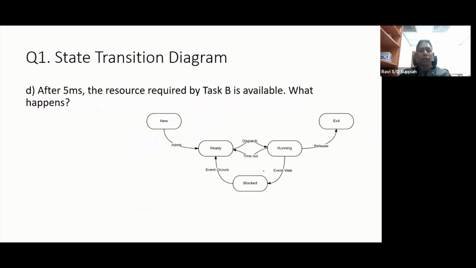Now, we have task B over here. Let's assume that there is no other task, and that task A is here. After 5 milliseconds, the resource required by task B is available. Then what will happen?